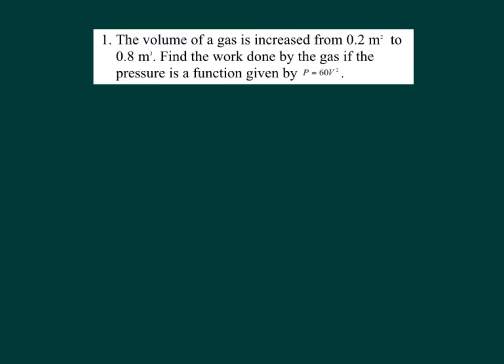Exercise number 1 says the volume of a gas is increased from 0.2 to 0.8 cubic meters. Find the work done by the gas if the pressure is a function given by P, which is pressure, equals 60 V squared. So the first thing we have to remember is the formula of the work, which is the integral from the initial volume, in this case 0.2, to 0.8, of the pressure, 60 V squared, times the differential of V.